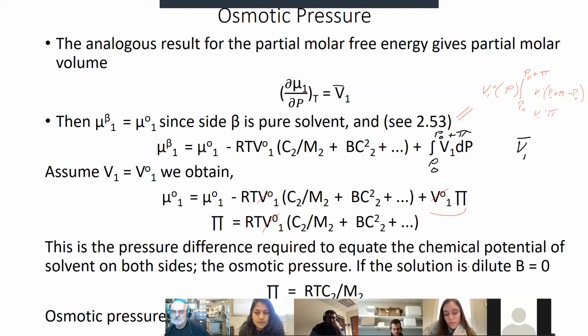If the solution is dilute, then the BC term is close to zero. It's not that B is zero, the BC term is approximately zero. Then the osmotic pressure is equal to RT concentration divided by M2, the molecular weight. So this is the equation that shows that osmotic pressure is a measure of molecular weight. And this is what was used early on, literally in the 1920s, to measure molecular weights of macromolecules.